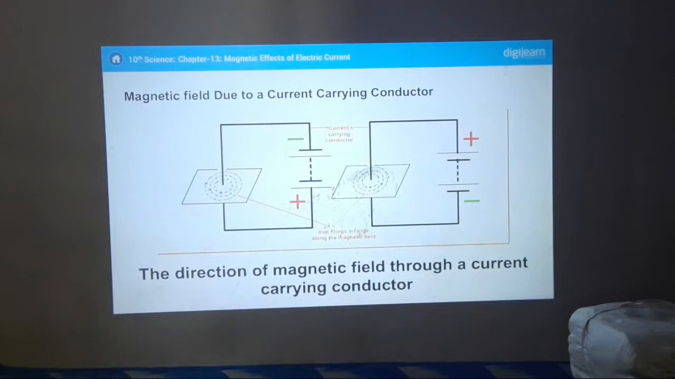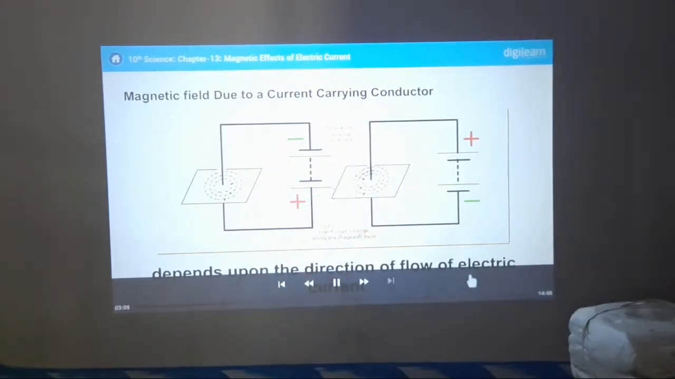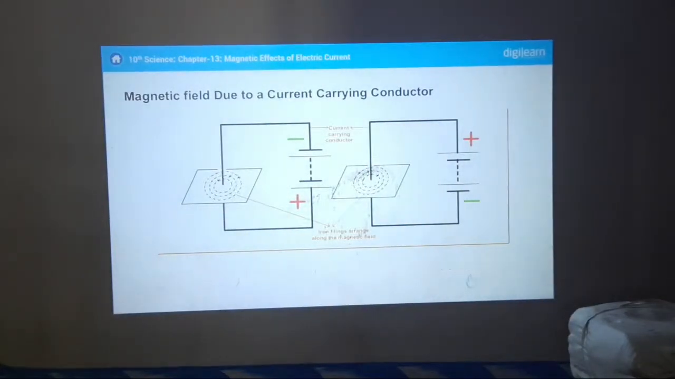The direction of magnetic field through a current carrying conductor depends upon the direction of flow of electric current. The direction of magnetic field gets reversed in case of a change in the direction of electric current. Let a current carrying conductor be suspended vertically and the electric current is flowing from south to north. In this case, the direction of magnetic field will be anti-clockwise. If the current is flowing from north to south, the direction of magnetic field will be clockwise.